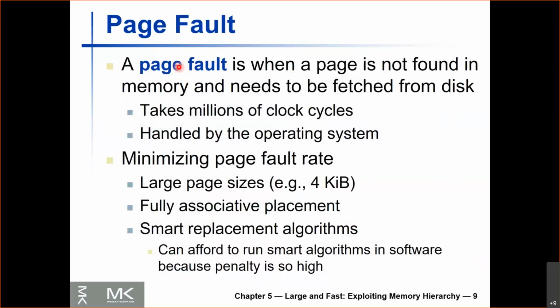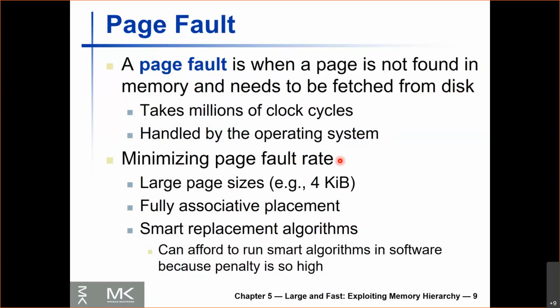A page fault is when we don't find a page in memory and we go and fetch it from disk. And page faults take a very long time because disk is very slow compared to our processor. So they're typically handled by the operating system. And we want to minimize page faults as much as possible because they're so expensive.